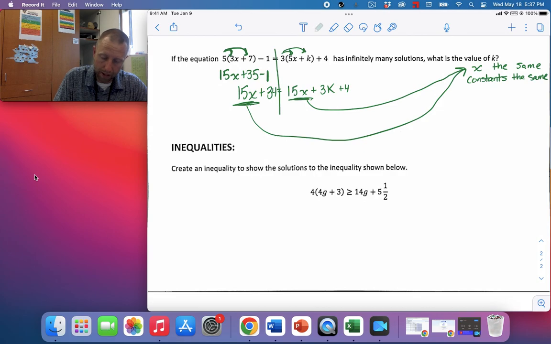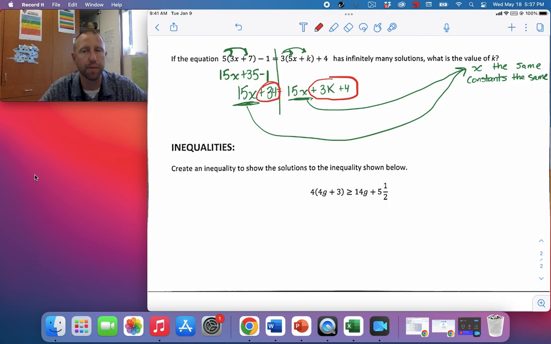Well, remember, the constants have to be the same too. So this and this have to be the same. 3k plus 4 has to equal the same amount as 34. So that's another equation we're going to set up. 3k plus 4 equals 34. It has to, for it to be infinitely many solutions. So I'm going to solve this. It's just a little two-step equation.